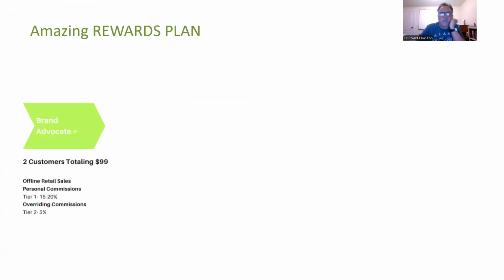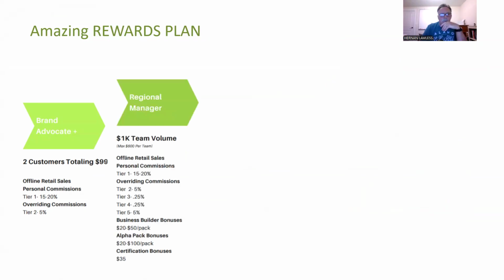So here's what the rewards plan looks like. I wanted to give you a quick visual of it. You start out as a brand advocate, and this is awesome because it gives you an idea of how things are working. You're just getting started, getting your feet wet. Then to rank up, you want to become a regional manager, which is what I just showed you. It's 1,000 in volume.